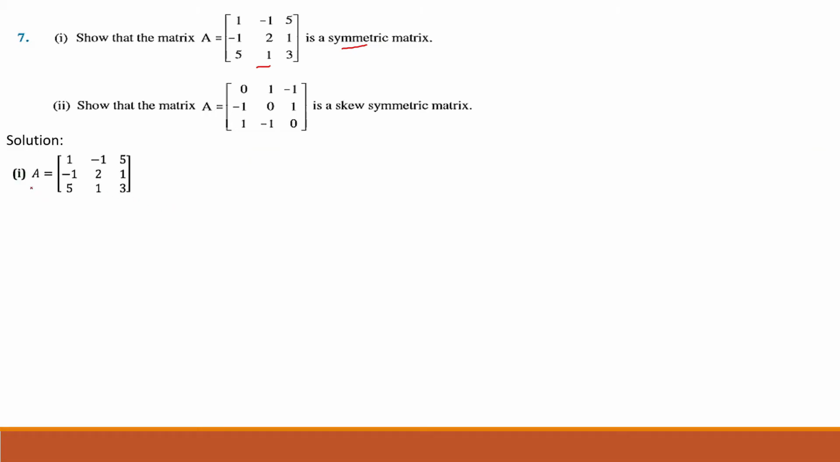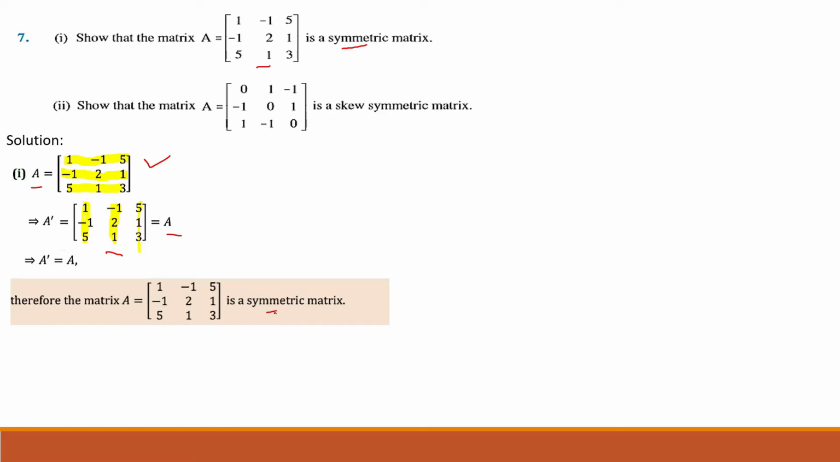Matrix A is given, we will simply take the transpose of this. First row 1 minus 1 5 will become the first column, second row minus 1 2 1 will become the second column, and third row 5 1 3 will become the third column. So we can clearly see that A and A dash are both the same. So therefore the matrix A is a symmetric matrix.